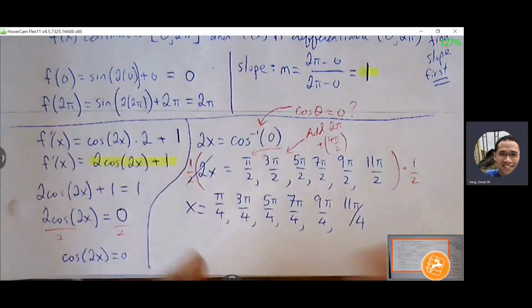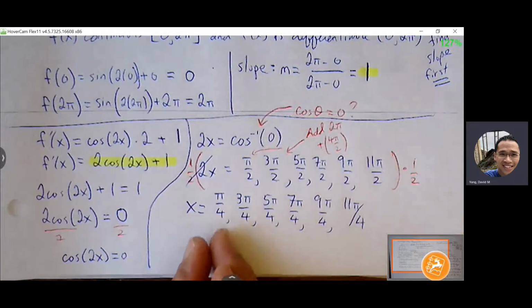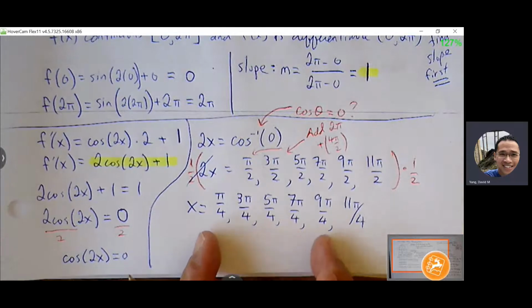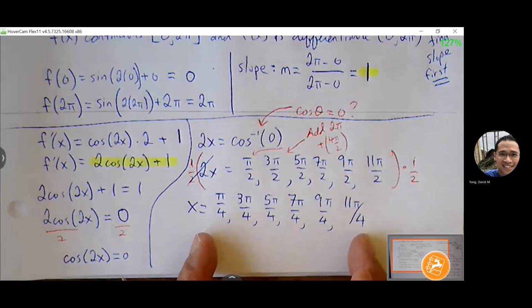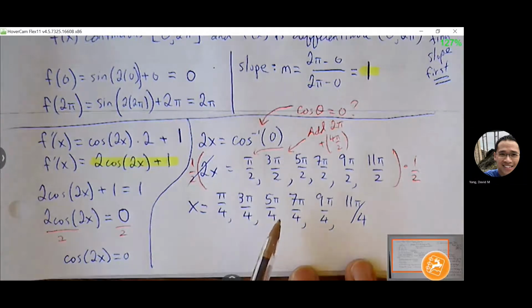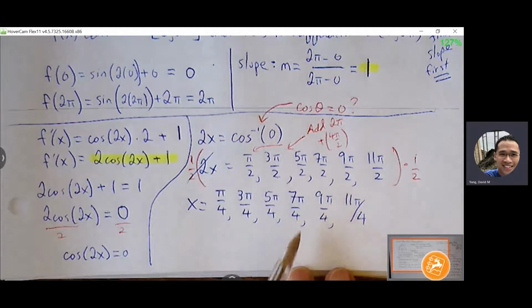Okay, I only want my values up to 2 pi. So which values, do you see any values that's outside the interval that we don't want to keep? What's more than 2 pi? So in other words, 2 pi is like 8 pi over 4, right? So do you see anything that's greater than 8 pi over 4?